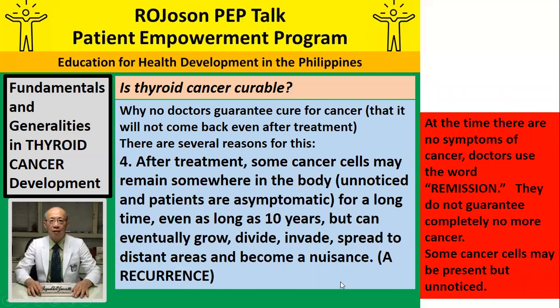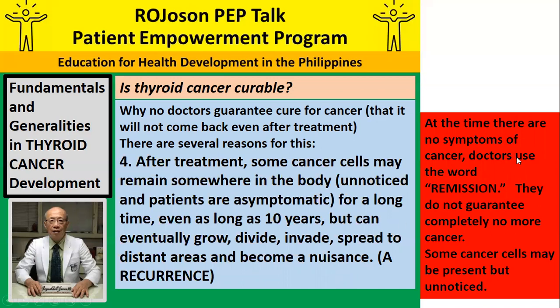After treatment, some cancer cells may remain somewhere in the body unnoticed, and patients are asymptomatic for a long period of time, even as long as 10 years or even longer, but the cells can eventually grow and divide, invade, and spread to distant areas and become a nuisance. This is what is called a recurrence.